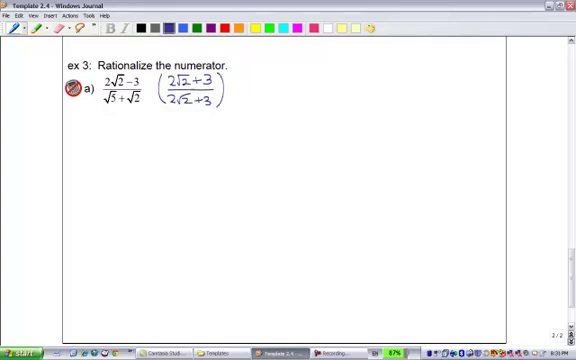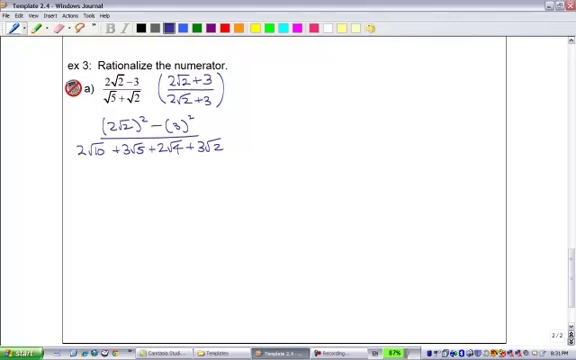So the questions are getting a little bit bigger, a little bit more involved, a little bit more multiplication involved. The numerator now becomes a difference of squares, 2 root 2 squared minus 3 squared. Our denominator, we don't have too many options here. We actually have to FOIL that out. Root 5 times 2 root 2 is 2 root 10. The outsides would be 3 root 5. The insides would be 2 root 4. And the lasts would be 3 root 2.